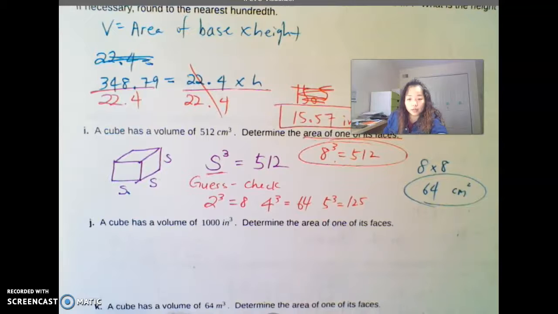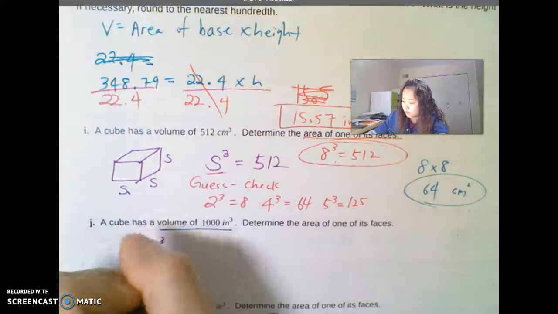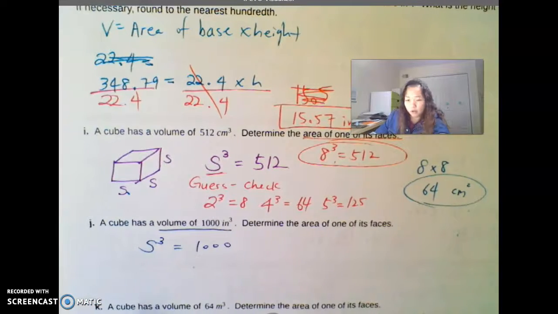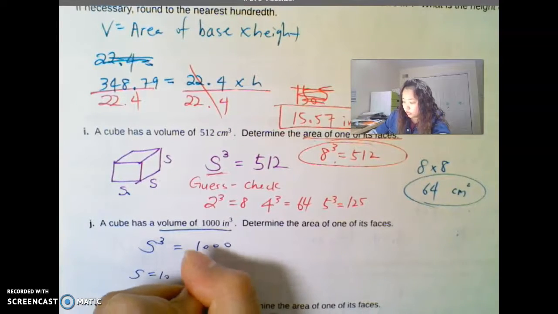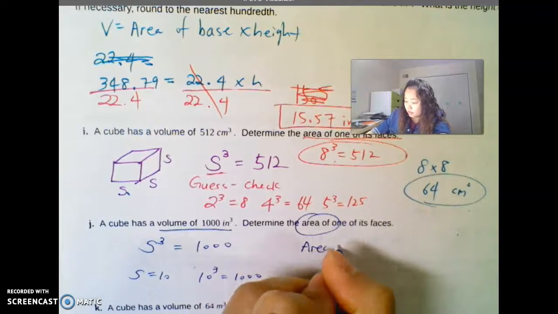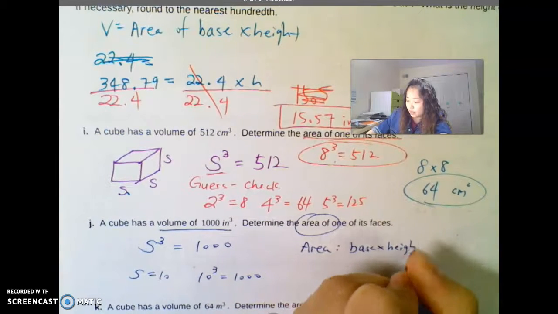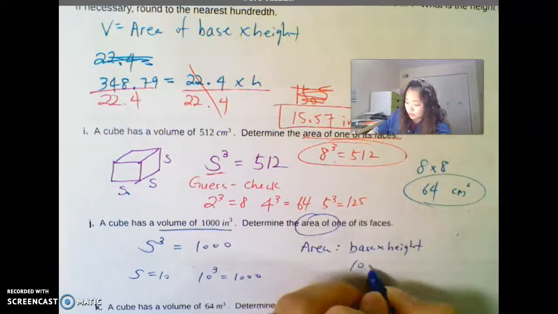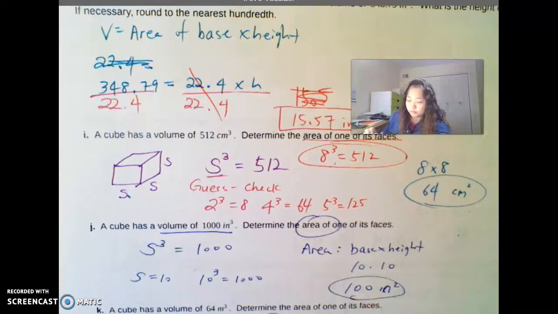Oh my, I'm running out of time, so this is probably the last one. A cube has volume of 1,000. So something to the third power is 1,000. Well, that's too easy, right? S would be 10 because 10 to the third power is 1,000. So then the area is either base times height or length times width for a square. So it'd be 10 times 10, so it is 100 inches squared.